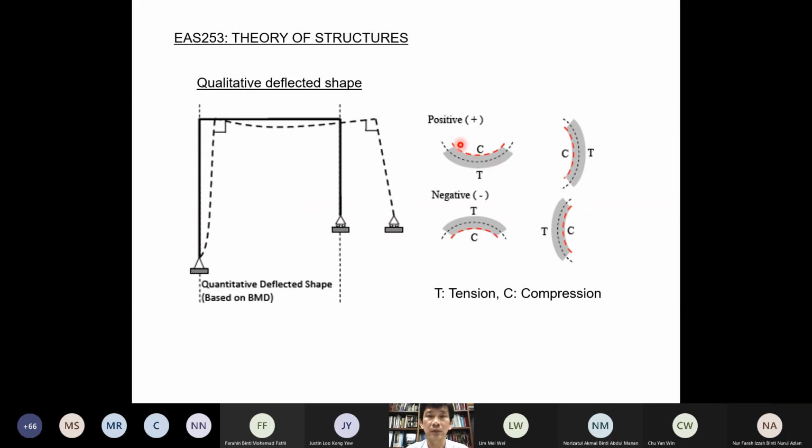So this is just for this top member here. If it is positive, then it bends like this. If it is negative, then it will bend like this. And for this part here, if it is positive, then it bends like this. Negative, then it bends like this. So this is the understanding that we need to have about positive and negative bending moment and how it bends, specifically which side will be in compression.